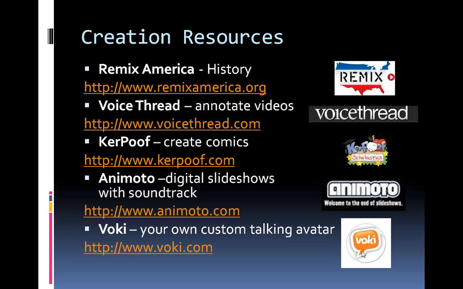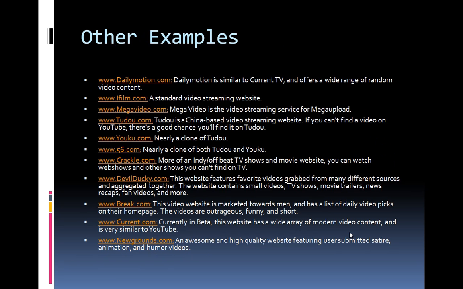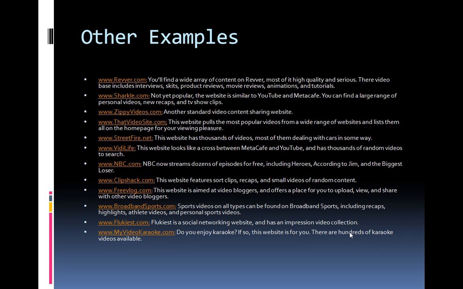Animoto allows you to take pictures and audio and then it mixes them together to make a custom digital slideshow with a soundtrack. And then Voki lets you make your own talking avatar. And I'll go more into depth into a few of these tools later on in future episodes. And now the next couple slides are all just tons of different resources for animations and videos that you have available to you. And like I said, this PowerPoint is available to you on my blog.